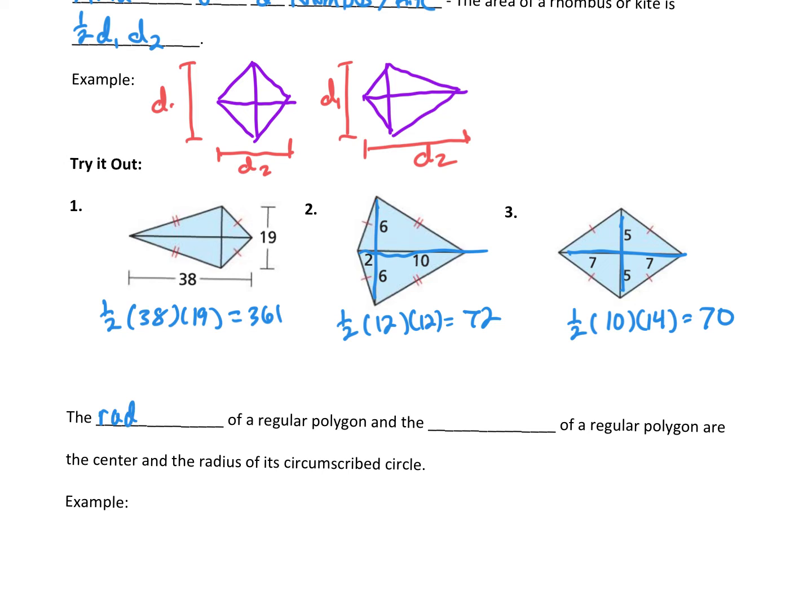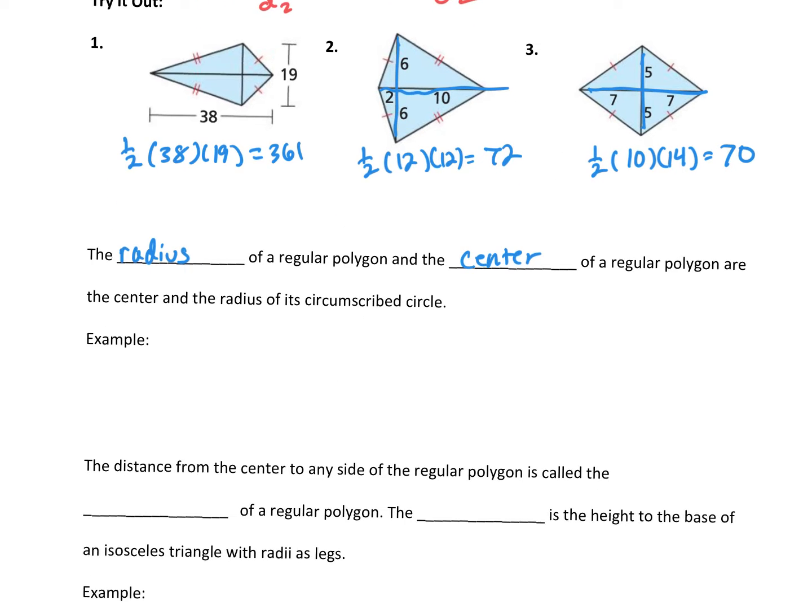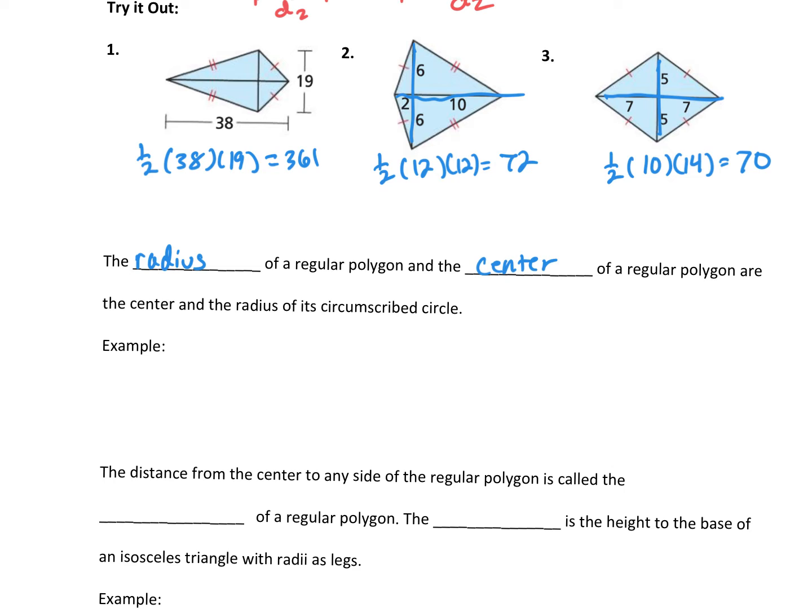The radius and the center of a regular polygon is the exact same center as a circumscribed circle. So here, let's say we have a circle here, and circumscribed means it goes around the entire shape, and inside the shape is the regular polygon. So here would be our regular polygon. The center of this would also be the center of that regular polygon. We'll call this P. The radius would also be the same radius.